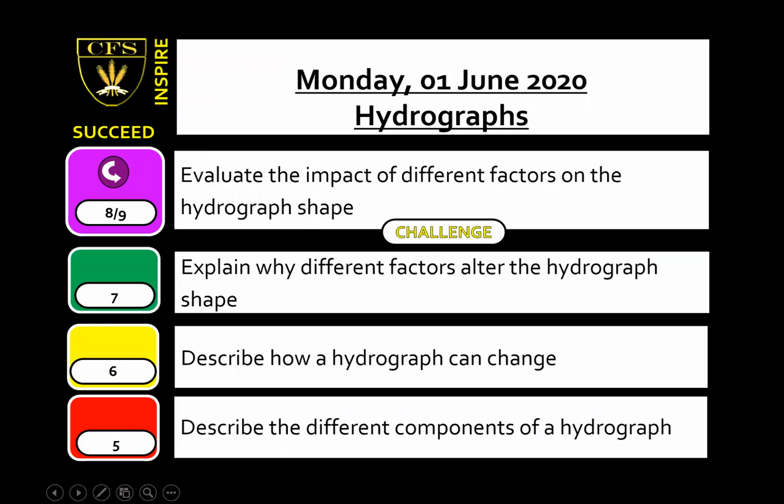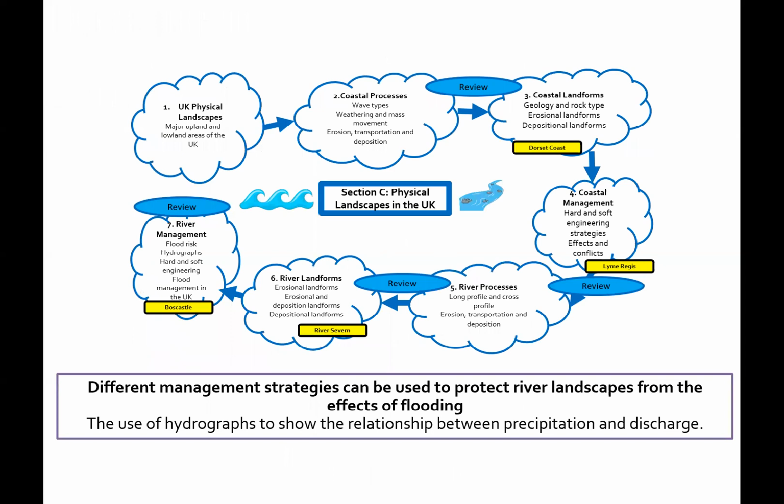So this lesson is all about evaluating the impact that different factors can actually have on hydrograph shape. So we're going to look at how the hydrograph can change, what factors can change it, why they can change it, and think about the impact that they can have. There's a bit of assessed work today. I'll give you an exam question at the end.